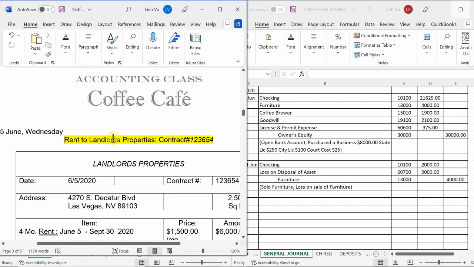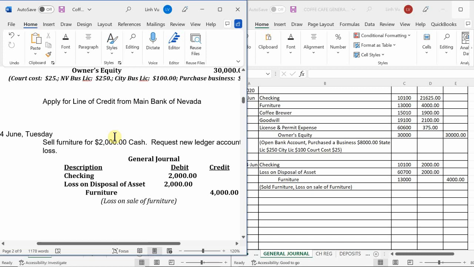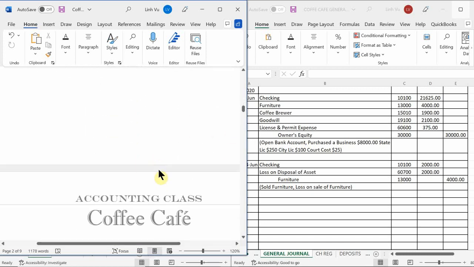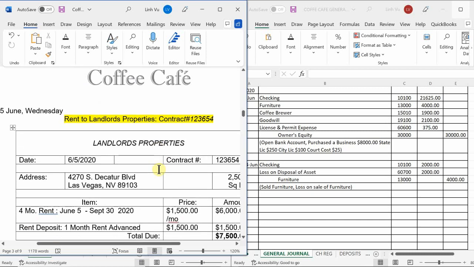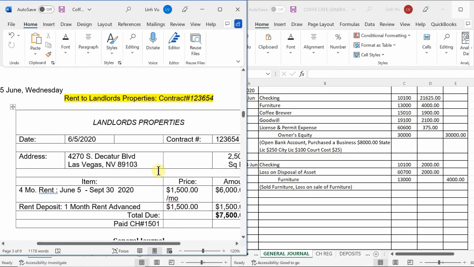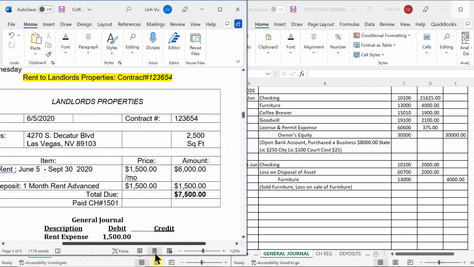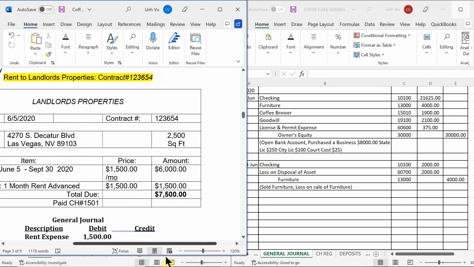All right, so now that we finished our last transaction on June 4th, we are officially completely done with June 4th. So it is now Wednesday, June 5th, and what did we do here? It says right here we rent a location from landlord properties. Here's the contract number 123654. Here it is. So we rented a little small business building, 2,500 square feet.